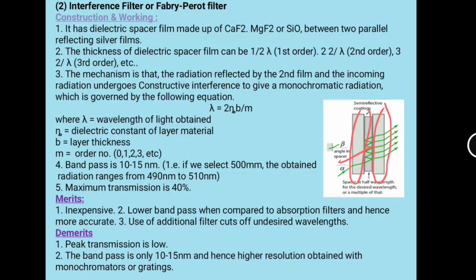For Fabry-Perot filters, band pass is 10 to 50 nanometers and maximum transmission is 40%. Merits are: it is inexpensive, it has lower band pass when compared to absorption filters and hence is more accurate, and an additional filter can be used to cut off undesired wavelengths. But the demerits are that peak transmission is low, and the band pass is only 10 to 50 nanometers, and hence higher resolution is obtained with monochromators or gratings.